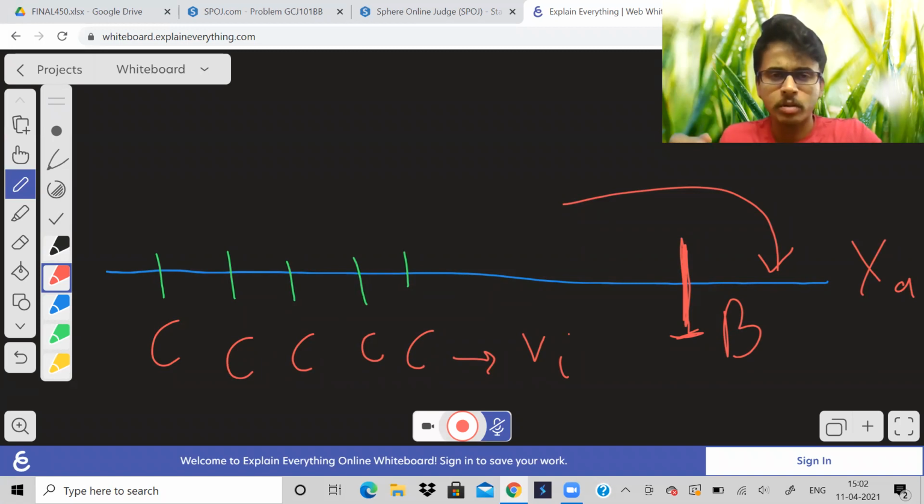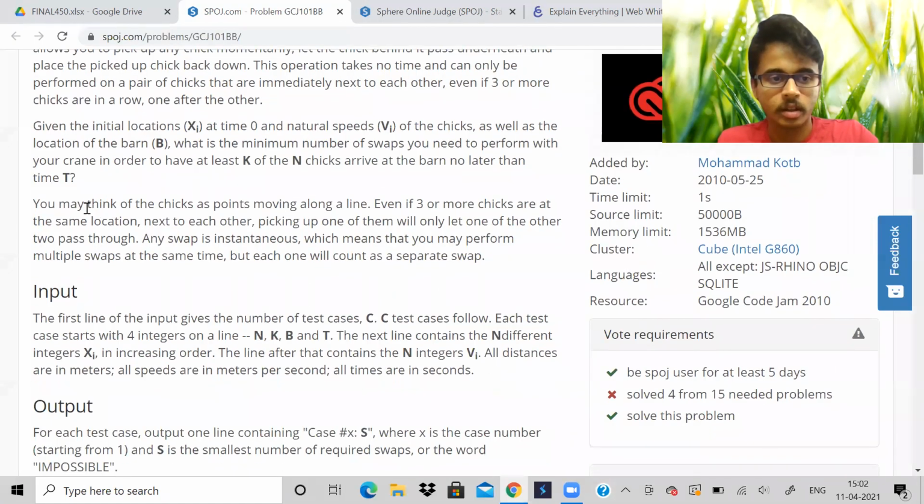Why are we thinking about swapping? That is what the problem is asking, right? See, you may think of chicks as points moving on a line. Even if 3 or more chicks are at the same location next to each other, picking up one of them will only let one of the other two pass through. Any swap is instantaneous. What does this paragraph mean?